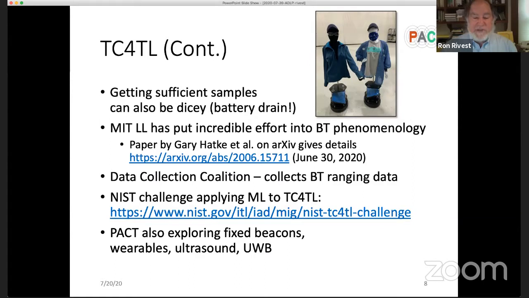There's other technologies available, having fixed beacons, not phones, having wearables of various sorts, using ultrasound or ultra wideband instead of Bluetooth, but Bluetooth is the main technology we've been looking at. So that's one of the main technical challenges with implementing this.